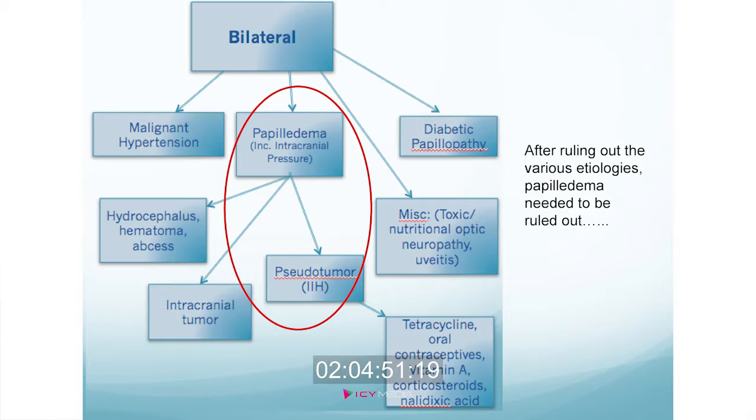So just as a quick reminder, when we're dealing with bilateral disc edema, this is the rubric or the outline that I like to think of. The patient doesn't have malignant hypertension, so we can rule that out. The patient doesn't have diabetes, so we can rule that out. So we're basically focused on the middle of the slide, papilledema, okay? And I said before that papilledema has many branches off of it.